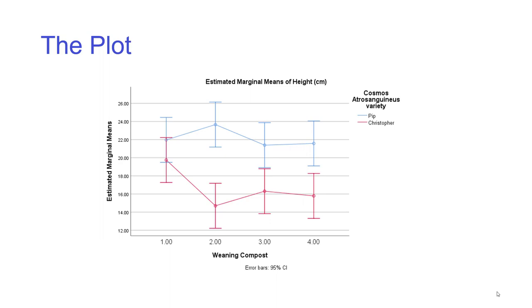What I can do is plot the estimated marginal means, the things I've just calculated, the EMs, for the two different varieties. Now if there is a significant difference between the two different varieties, then these two plots will not overlap with each other. So what I've done is put on there the 95% confidence interval. On the first compost there is an overlap between the two, but on compost 2, 3 and 4 there is no overlap between the two different varieties. So variety is making most of the difference between the two groups.